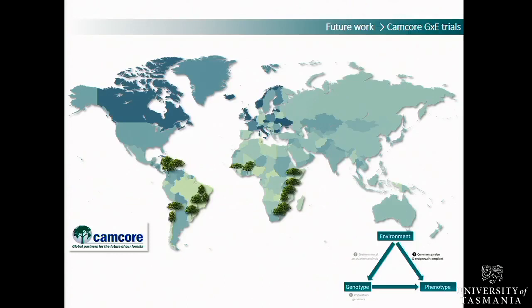And embedded within our study population of 193 families are 107 families that CAMCOR, via their members, are going to plant in provenance trials in different parts of the world. And that is going to be the first common garden material that's correlated with our material.